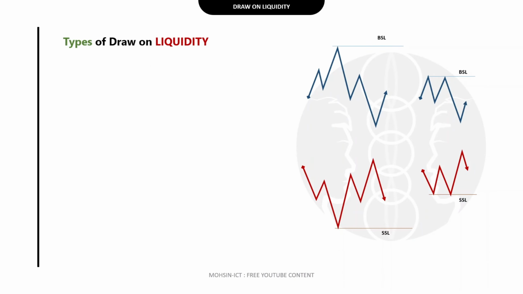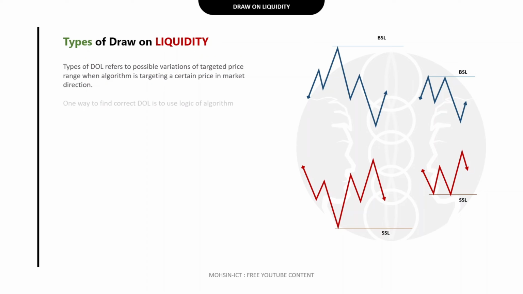Now, types of drawn liquidity. Types of drawn liquidity refers to possible variations of the targeted price range when the algorithm is targeting a certain price in a market direction. One way to find the correct drawn liquidity is to use the logic of the algorithm, which is to gather buy stops, which reside above the highs, and pair them up with sell stops, which reside below the lows. So we go from buy stops to sell stops, or we gather sell stops and pair them up with the buy stops. Either we go from highs to lows or lows to highs.